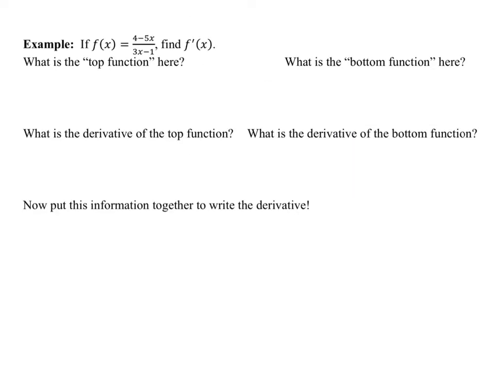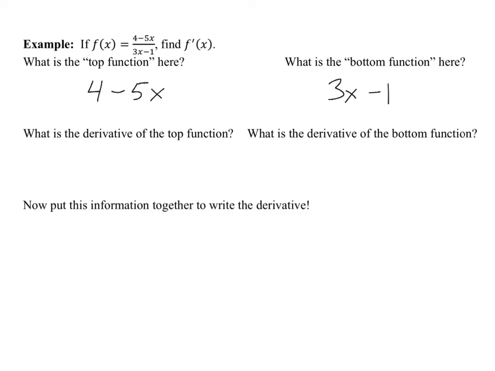So I have my first example here, and I've got all of our structure set up for it as well, so we can sort of see what all the pieces are. So we're going to start with what's the top function, what's the high function. In this case, my high function is 4 minus 5x. And then our bottom function, our low function, is 3x minus 1.